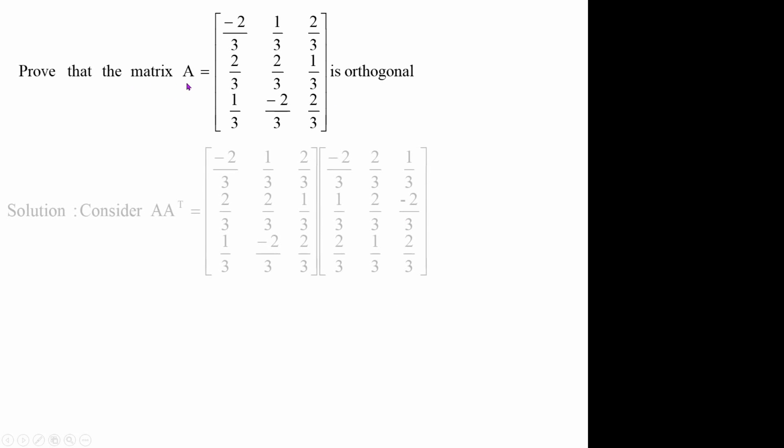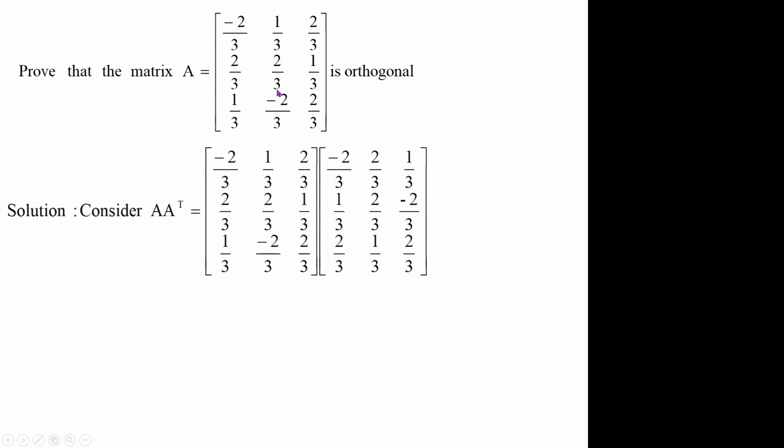Now the next problem is to prove that A is orthogonal. As I told you, to check whether a matrix is orthogonal, there are two ways. One is to show A inverse is equal to A transpose, and another procedure is to show A into A transpose is equal to I. So here I will apply A into A transpose. Take the product of these two, multiply and get the result. If we get the identity matrix, then the given matrix is orthogonal. Hence it is orthogonal.